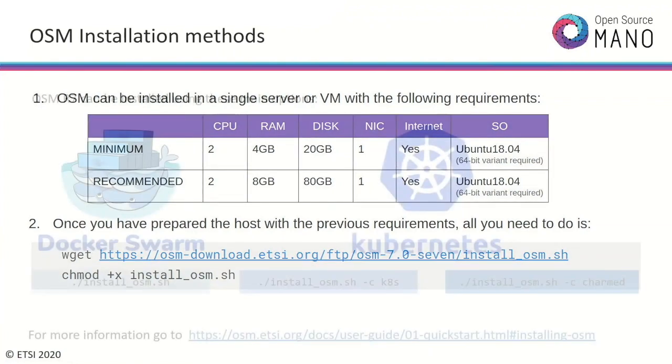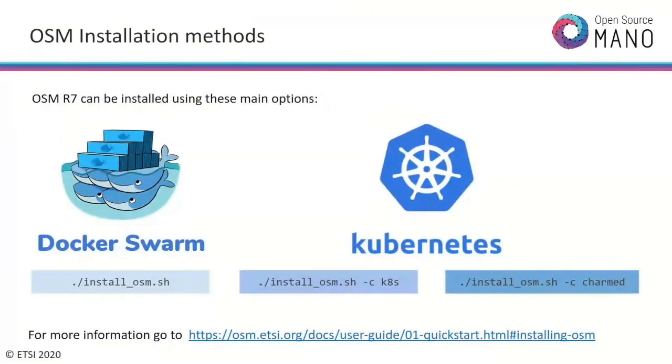For installing OSM, we offer two main options. The first option is to run using Docker Swarm, and we have released a new method of installing OSM over Kubernetes. For installing OSM over Kubernetes, we have two options too, that are listed below. We have the default option with a cluster of Kubernetes, and we have another option using Juju charms.